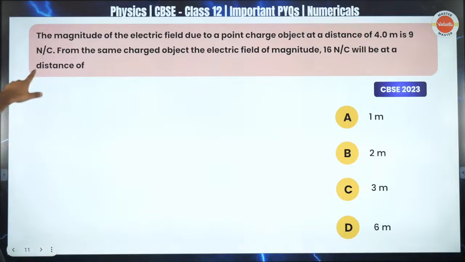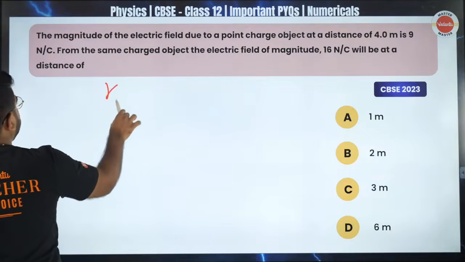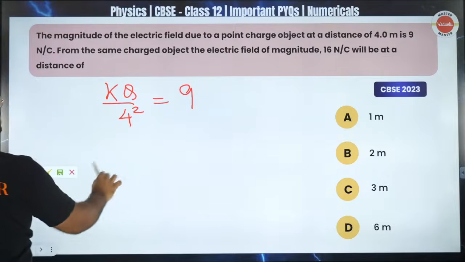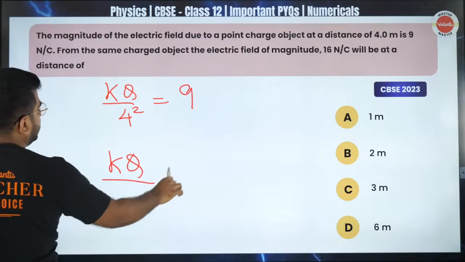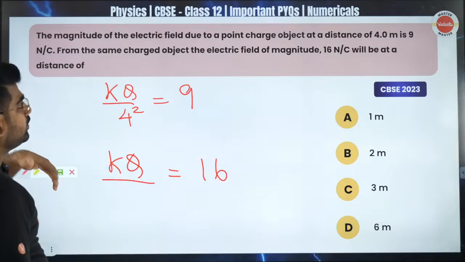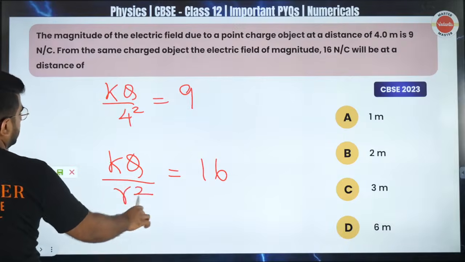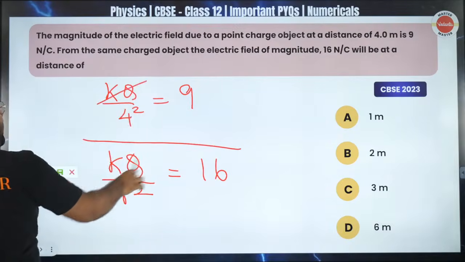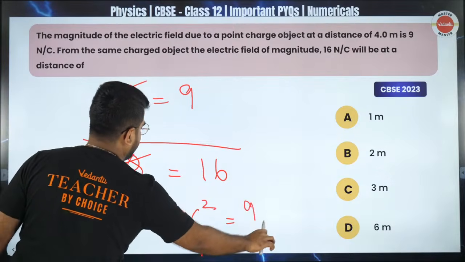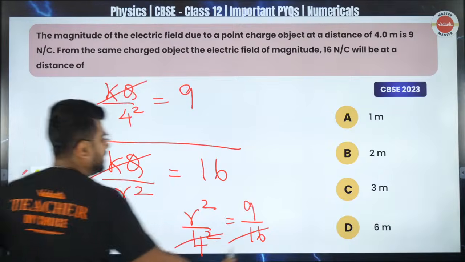இத சொல்லுங்கடா டேய். Magnitude of electric field due to a point charge at a distance of 4 meters is given by kq by r square. Now the same charge is giving 16 Newton per coulomb as the electric field. Then what should be the distance? That's it. Divide both. If I divide both, kq will go. So r square by 4 square is equal to 9 by 16. So r square is 9. So r is equal to 3 meters. So the answer is 3.